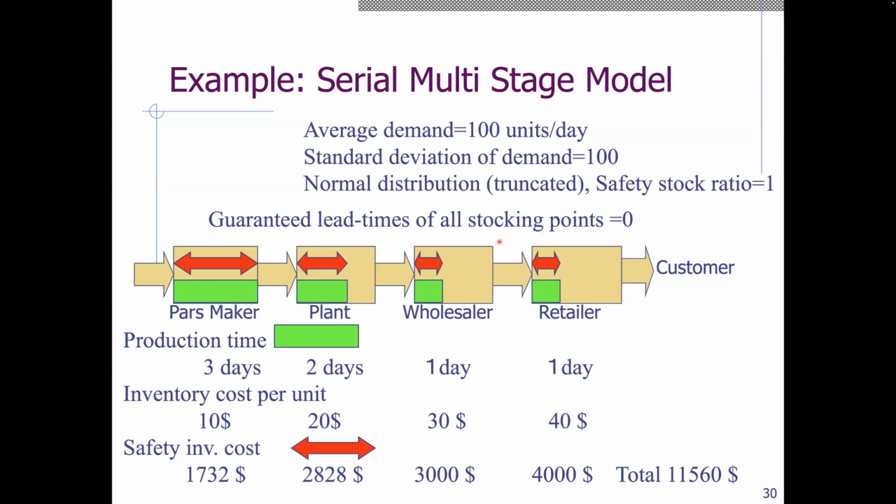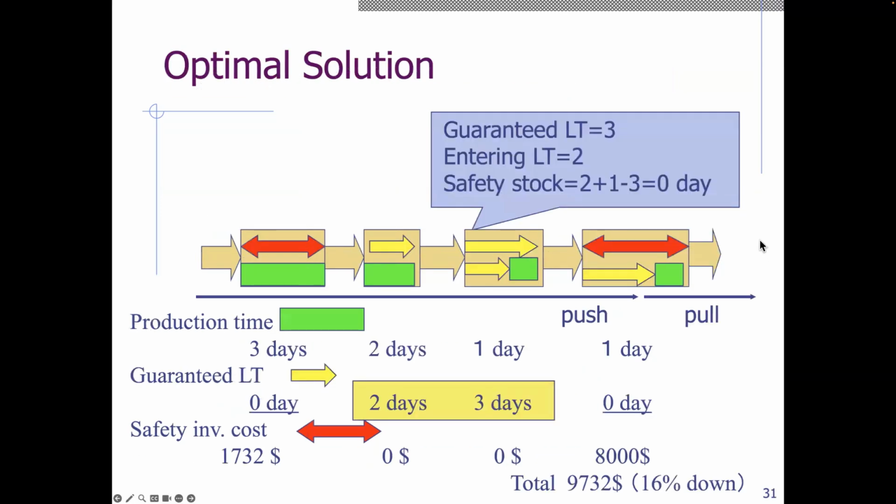The production time of the facilities is 3, 2, 1, 1, in order, and inventory cost per unit volume per day is 10, 20, 30, 40, in order. Notice that the inventory costs are increasing because the supply chain adds some value to the item, and the inventory holding cost increases as the value of the item increases. If the guaranteed lead times of all facilities are 0, the total safety stock cost, represented by red arrows, becomes $11,560. By using some optimization algorithms that we discuss later, we get an optimal solution of this problem easily.